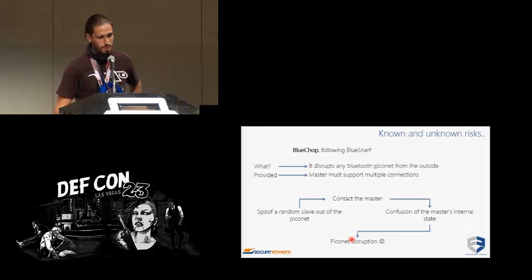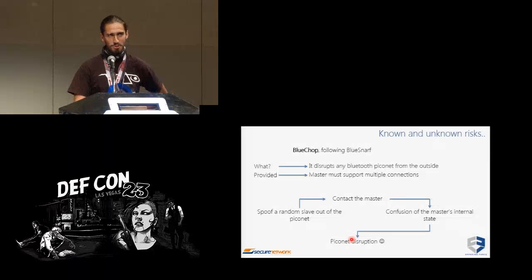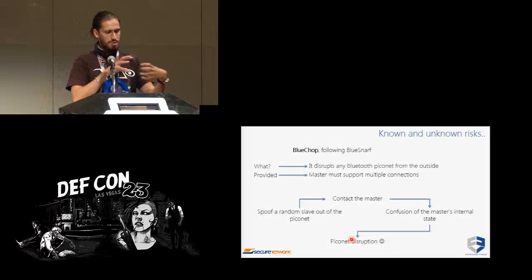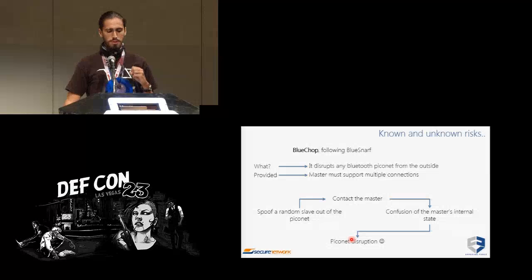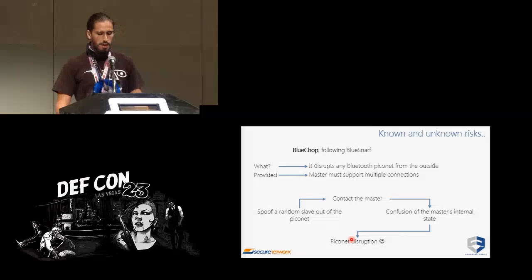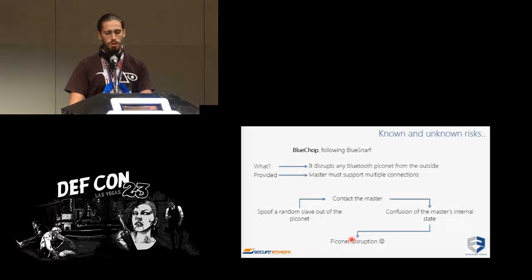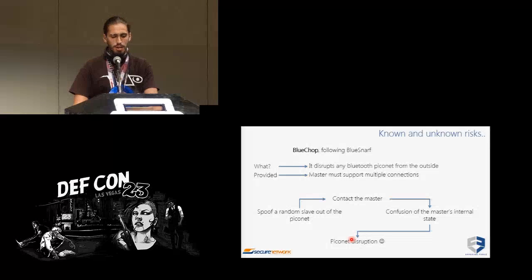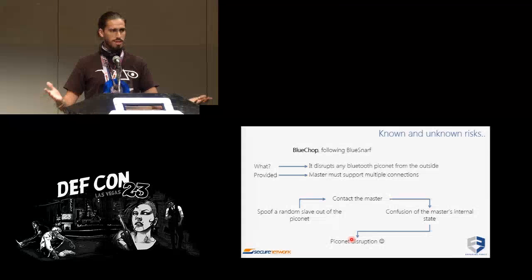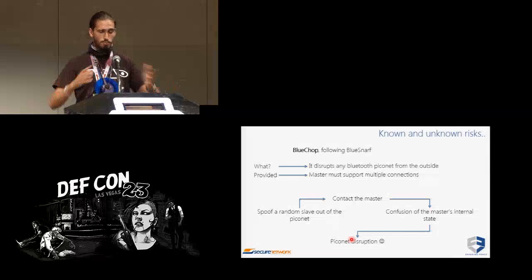And then another one I want to quote, BlueChop, and it was useful to break Bluetooth piconets, so the connection between some devices, and this was possible provided the master device was supporting multiple connections. The only thing you had to do was spoofing a random slave out of the piconet, and so spoof its address and contact the master. At the time, the master was saying, oh, I have two devices the same, what the hell? And the piconet was disrupted.